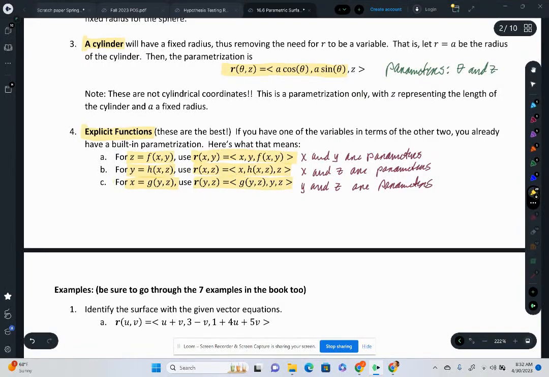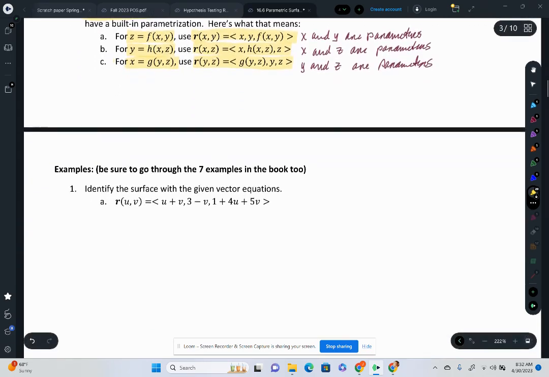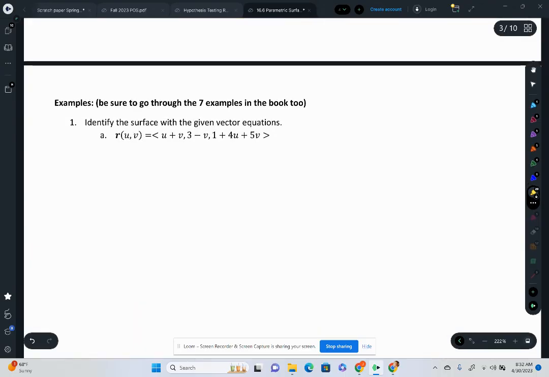Okay, so those are the most common parametrizations that we'll be working with. So work with them, practice them, know how to use them. Okay, so I want to go through a few examples where we're trying to identify what surface we have. I want you to keep in mind there are actually 7 more examples of this in your textbook. So we're doing a few here, but know that there are more, and that's meant for you to practice with and get comfortable with. Okay, so take advantage of that.